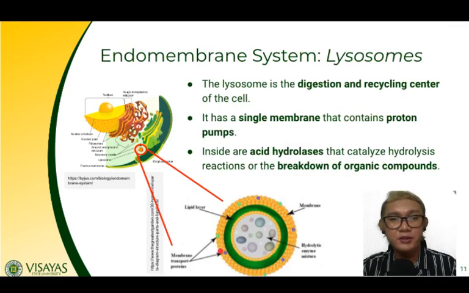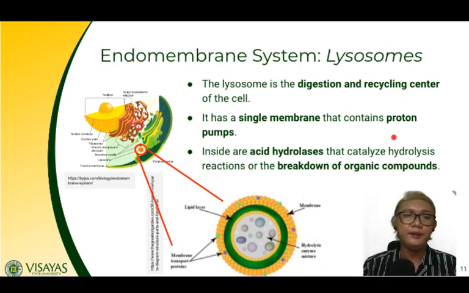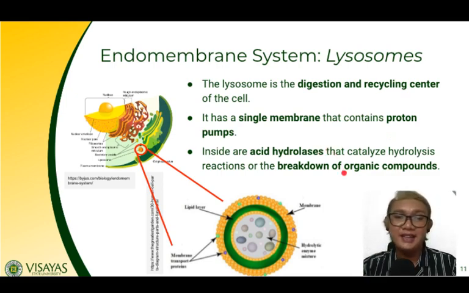Another part of the endomembrane system are the lysosomes. The lysosome is the digestion and recycling center of the cell. It has a single membrane also that contains proton pumps. Because of the presence of proton pumps, the inside of the lysosome is very acidic. Inside you will find acid hydrolases that catalyze hydrolysis reactions, or the breakdown of organic compounds.